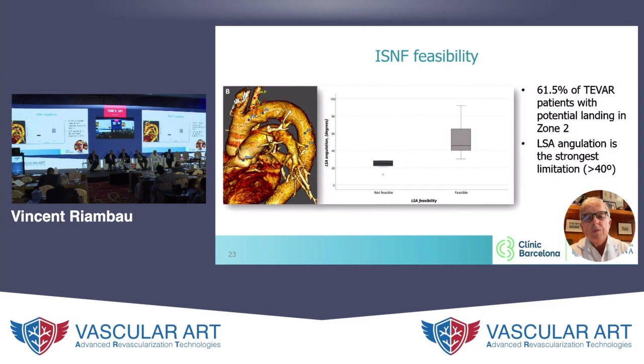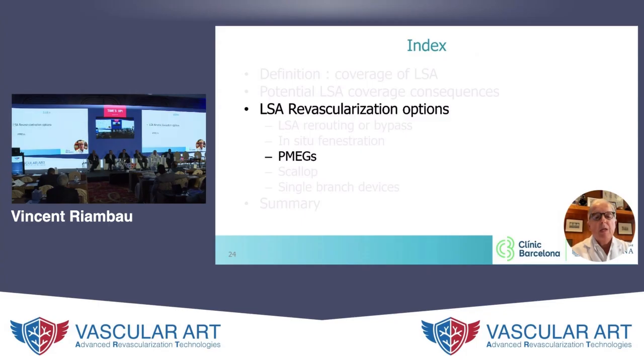So one of the most important tricks in order to be successful in in situ needle fenestration is to have an angle between the subclavian artery and the aorta bigger than 40 degrees. The threshold is 40 degrees. More than that is very convenient or optimal. Below that, more acute angles could be less prone to success.